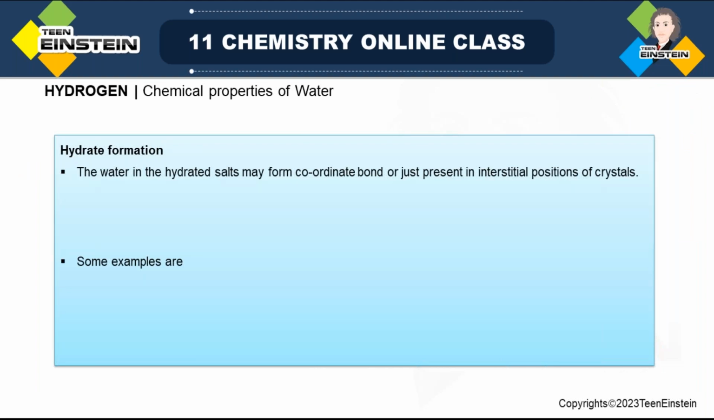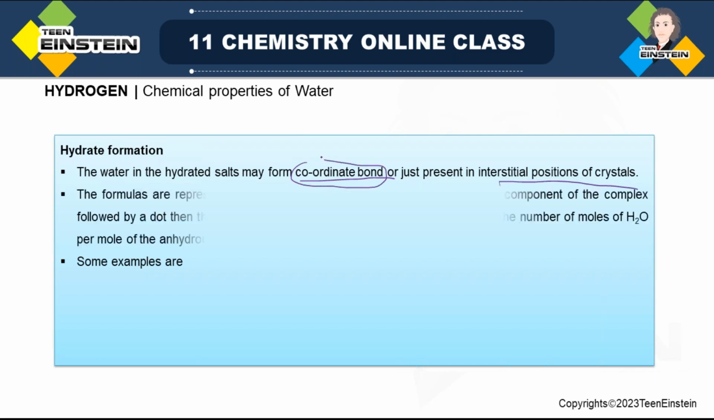We will see some examples. So hydrate formation, the water in the hydrated salts, how will it remain? Basically, they can remain simply in the interstitial positions of the crystal of the inorganic compound, or there may be some coordinate bond. So both are possible, and both together also may be present.